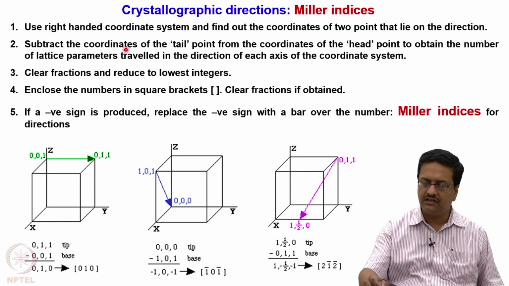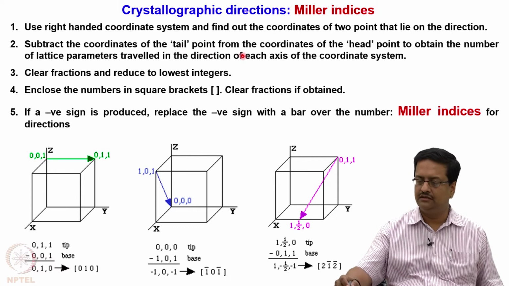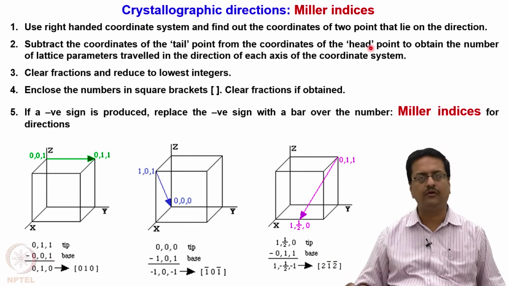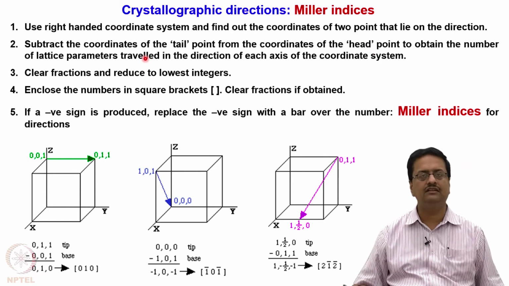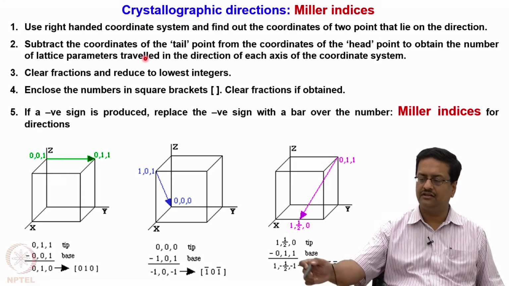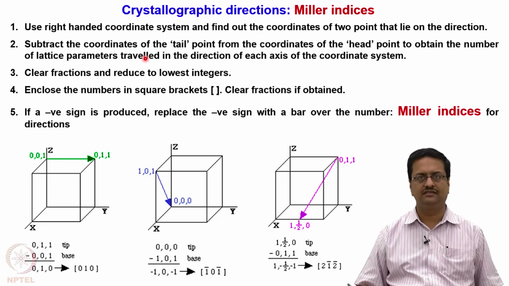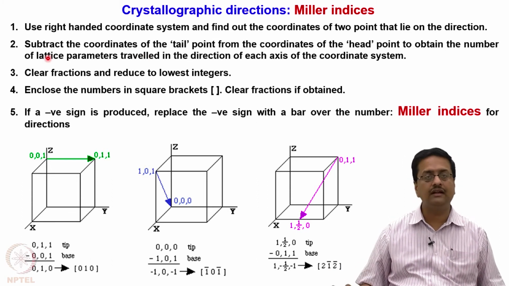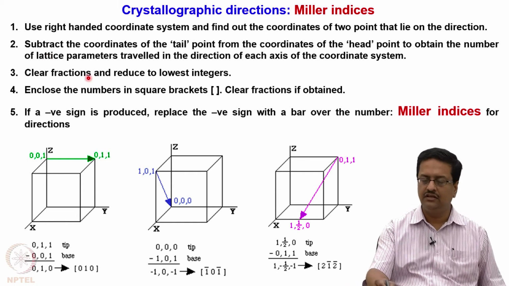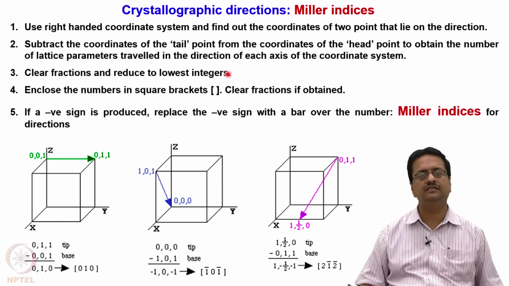Then you subtract the coordinates of the tail point from the coordinates of the head point to obtain the number of lattice parameters traveled in the direction of each axis of the coordinate system. Then, by doing this subtraction, if you end up getting fractions, you clear the fractions and reduce the numbers to the lowest integers.